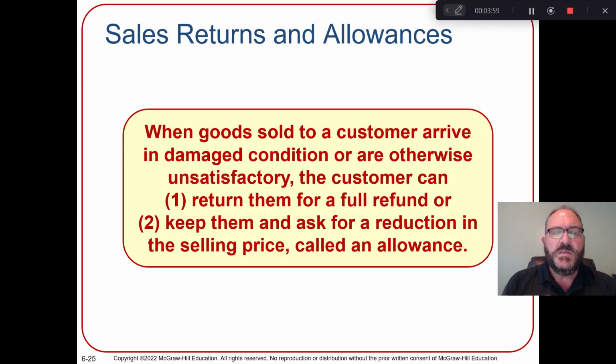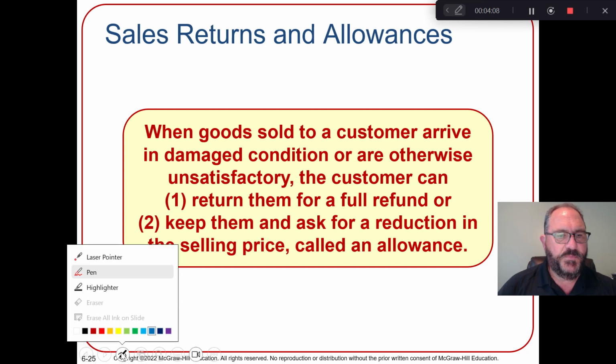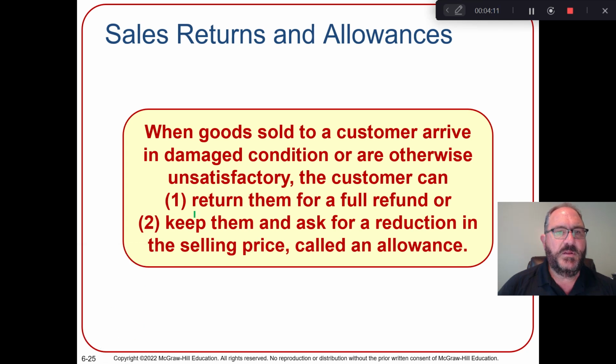Sometimes when we sell merchandise, something happens, it comes damaged. So take a look here. Let me put the highlighter on. Sales returns and allowances, that's what we're talking about right here. The item arrives in damaged condition, or it's not satisfactory for one reason or another. Normally, the customer can return the item for a full refund, or sometimes they can keep it and ask for a reduction in the selling price, and this is called an allowance.